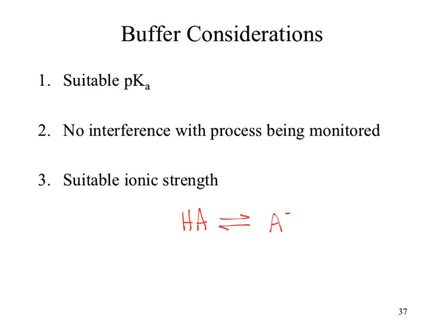If I don't have both of those, do I have a buffer? No. The whole point of these is if I add acid, what happens? H plus reacts with the A minus, no change in the pH because the H plus is gone. If I add a base, OH minus, what happens? Reacts with the HA, no change in the pH. Okay? So our buffer means we have both of those present. That's getting back to our suitable pKa. What are we saying when we look at ionic strength?